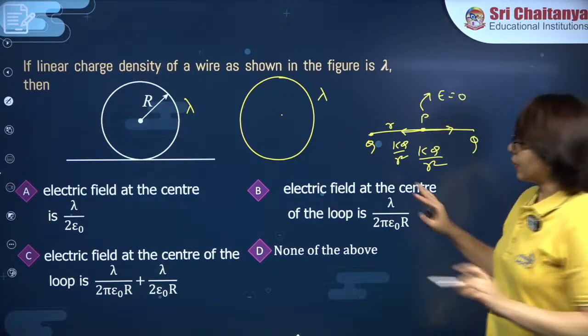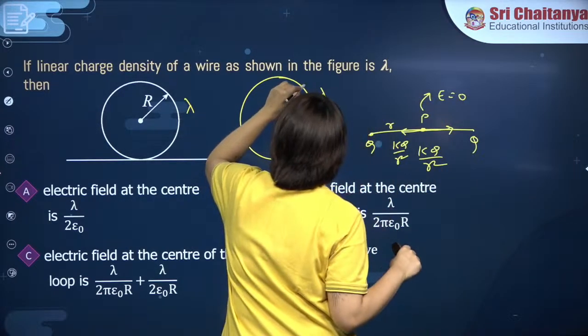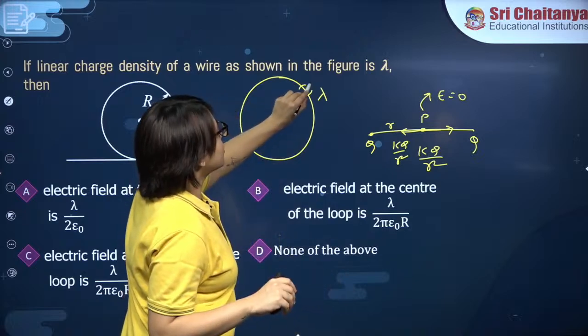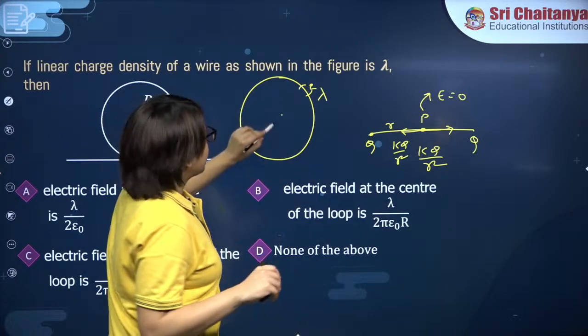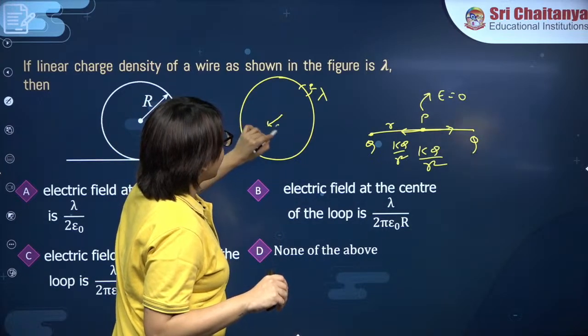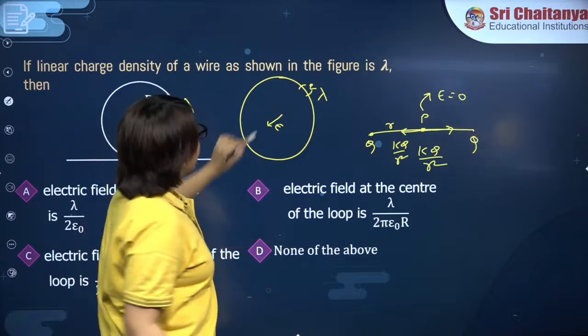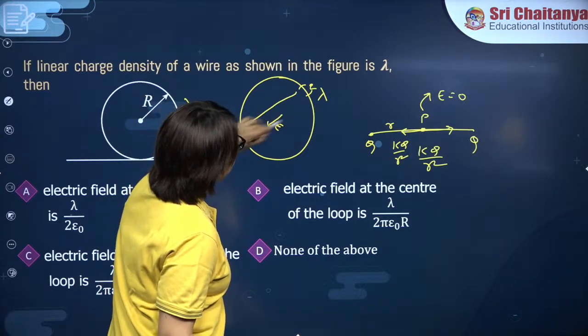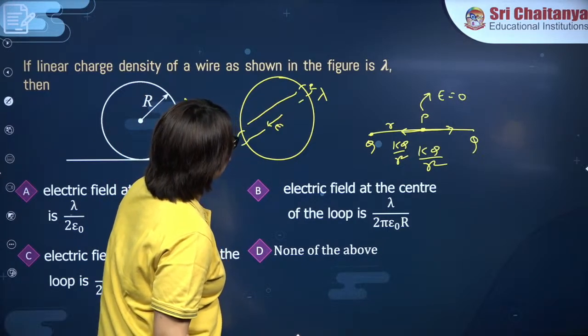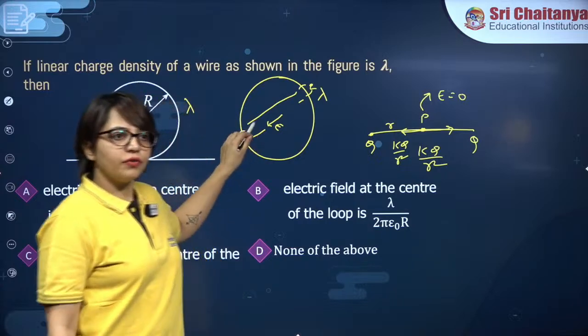Fine? Now look at this ring. If you consider this segment and it has a small charge q, then it will create some electric field E over here, and just opposite to this segment we have a similar charge q over here. So what will happen?